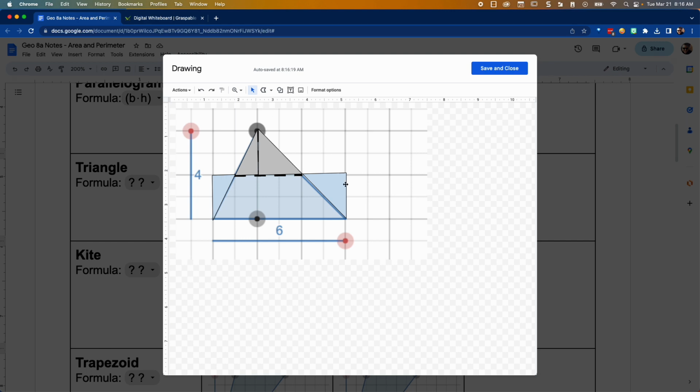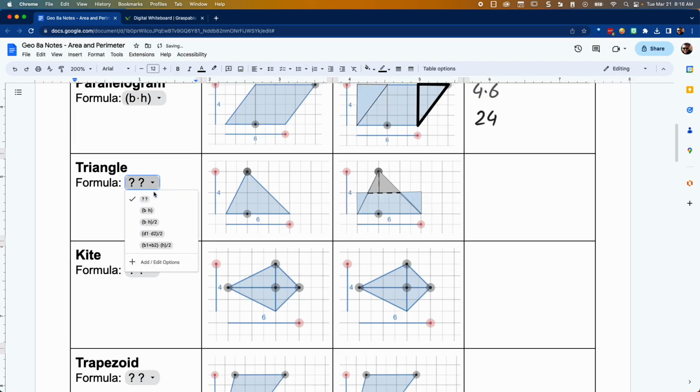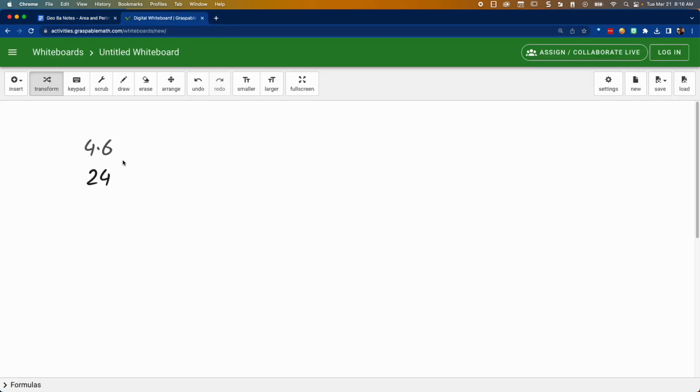But notice this rectangle has a height of 2, and the base is 6. So the height is cut in half, but the base is still the same. So it's like I take the whole box, 4 by 6, but I only want half of it. So that formula is going to be my base times my height, 4 times 6, but then cut in half.